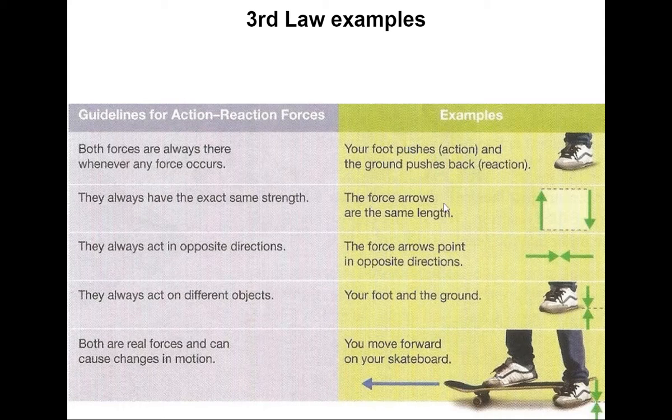The force arrows are the same length. So if you were drawing the vectors, they're always going to be the same length. That shows that they're the same magnitude. That's really what that means, it's the same magnitude. So the forces are the same size, but in opposite directions. Okay, so then the arrows will point in opposite directions. They can either be opposing like this, or depending on if they're a push or a pull force, they could be pulling in opposite directions instead of pushing in opposite directions.